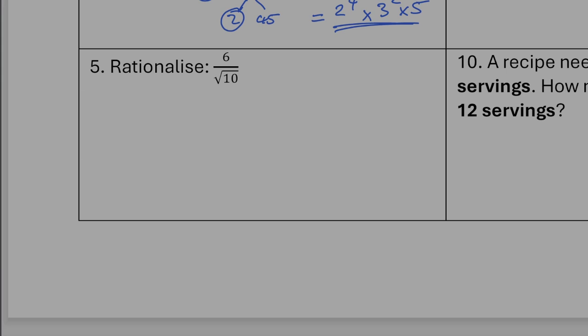Question 5, rationalize 6 over root 10. To do that, I'm going to times through by root 10 over root 10. So my numerator then becomes 6 root 10, and my denominator becomes root 10 times root 10, which is just 10. And then 2 will go into both those numbers. 2 will go 3 times into 6 and 5 times into 10. So it's going to be 3 root 10 over 5.